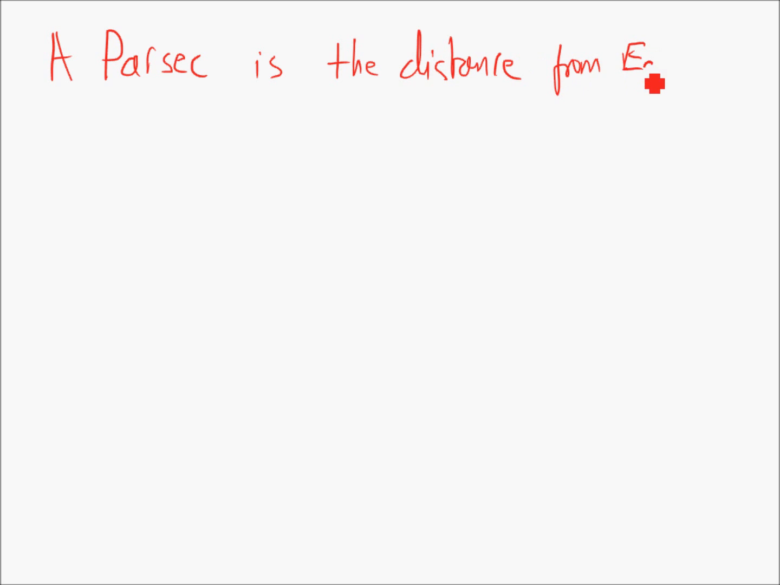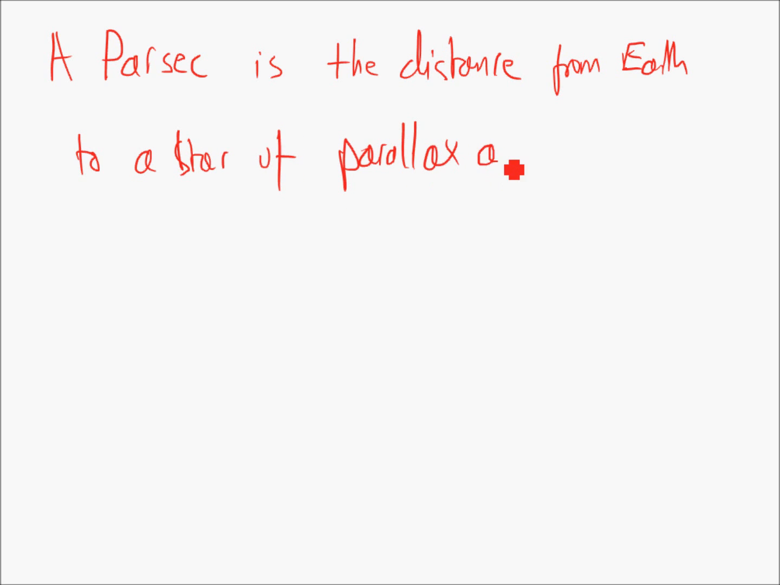Ready? Begin. So if we now go for our definition of a parsec, it is the distance from Earth to a star of parallax angle 1 arc second.